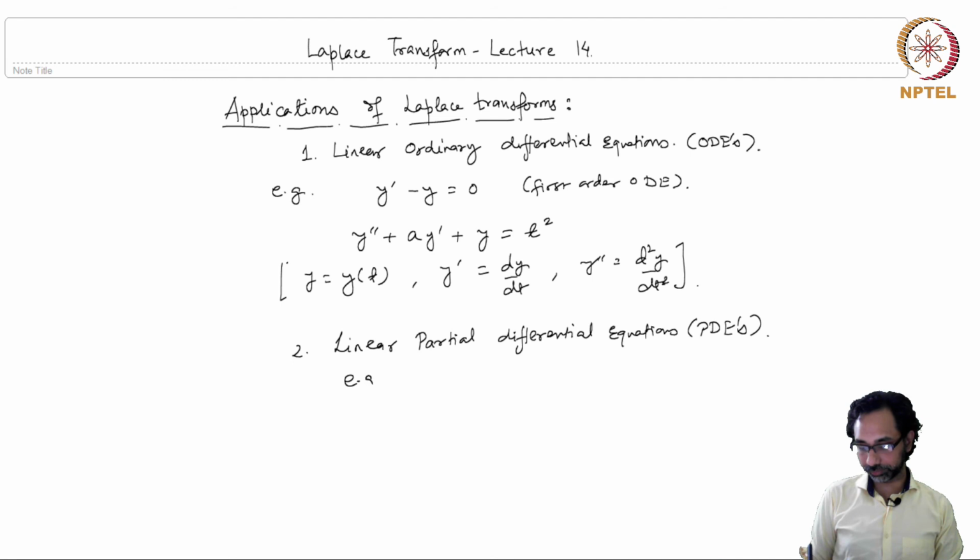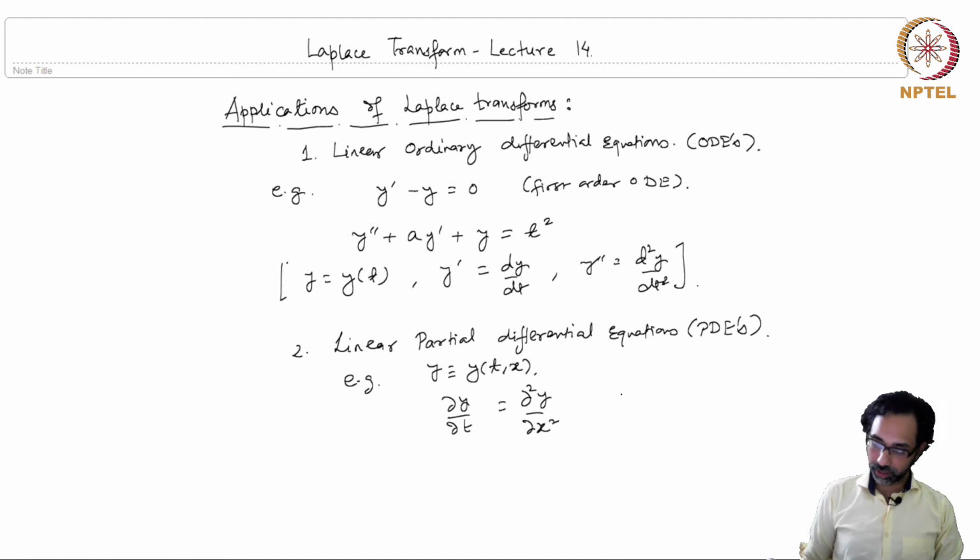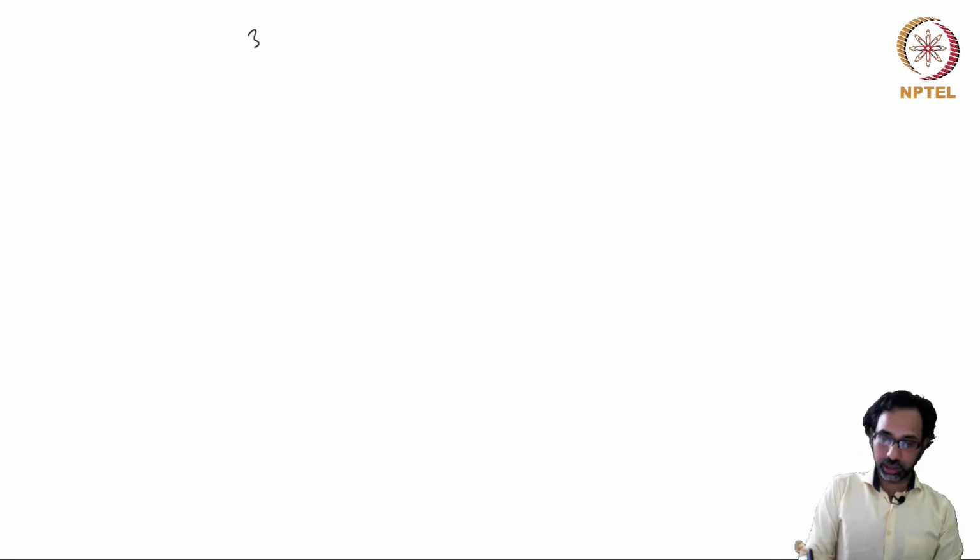So for example, say y is a function of t and x, then you can have an equation such as del y over del t equals del 2y over del x squared. So this is a partial differential equation which is second order in x and first order in t. The Laplace transform technique can also handle such partial differential equations.